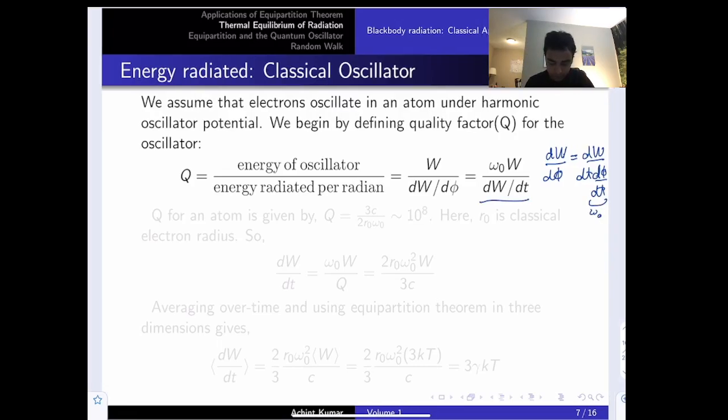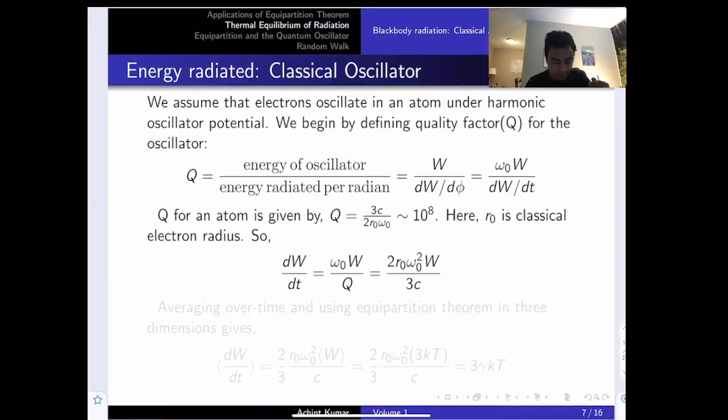Okay, so now we know that the quality factor for an atom is given by this expression. This is a result which was derived in lecture 32, where R naught is the classical electron radius, omega naught is the frequency of oscillation of the electron, and if we assume that the wavelength of oscillation is in the hundreds of nanometers range, then it turns out to be 10 to the power 8. Okay, so we have a high Q factor oscillator, then this would turn out to be important subsequently.